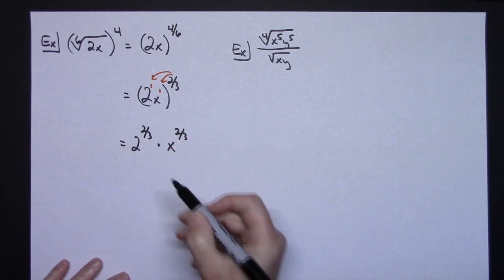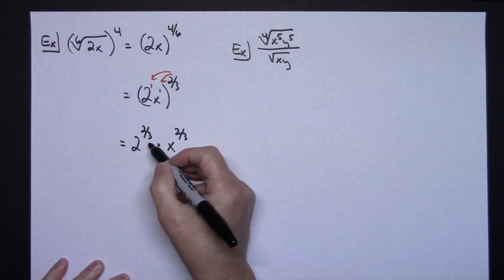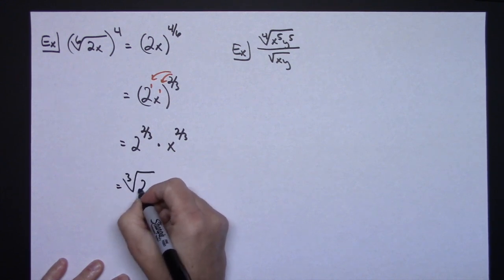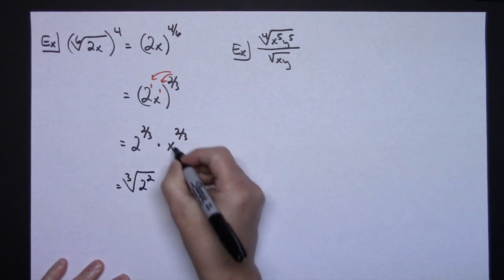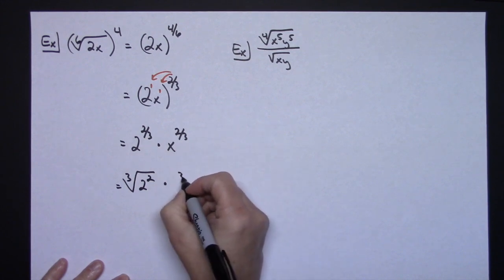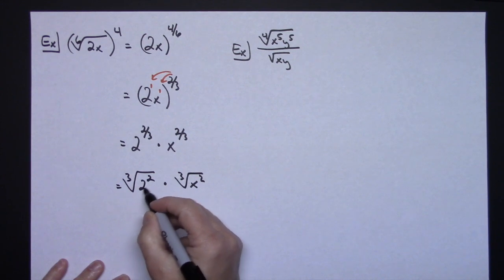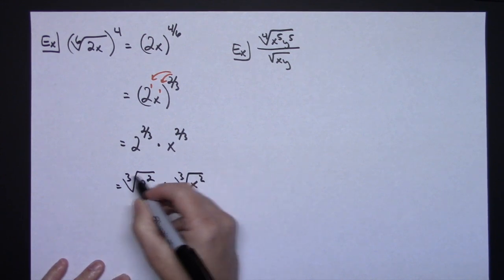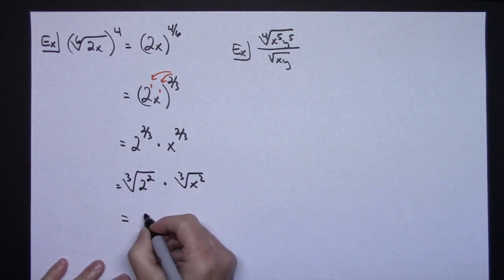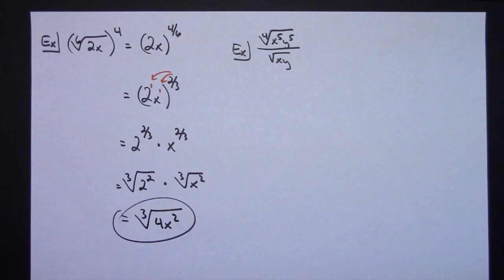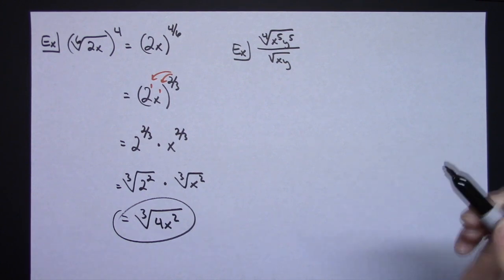Now I need to go into radical form with this one. So this is going to be the cube root of 2 squared, and then this one's just going to be the cube root of x squared, which we can't do anything with. This one I can multiply out. 2 squared is going to be 4. They both have the same radical there, so I can write it as one radical, cube root of 4x squared. So lots of different rules on that one being implemented.